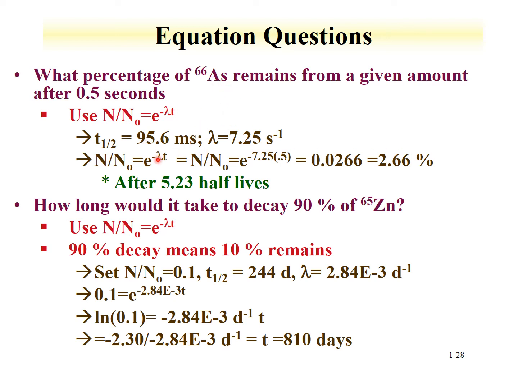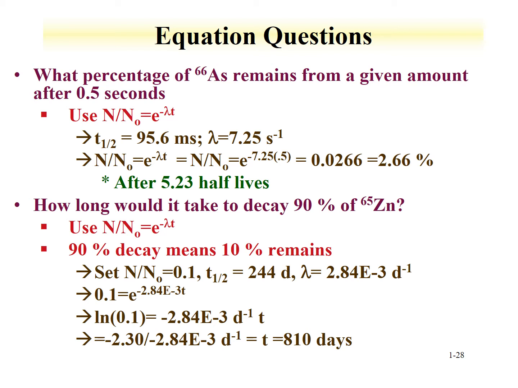The half-life of this isotope is 95.6 milliseconds. Convert that to seconds. My decay constant is 7.25 inverse seconds. E to the minus 7.25 times half a second is equal to 0.0266. A percentage is 2.66%. And that's equal, 2.66% is equal to that ratio. That's after a little over 5 half-lives. So that shows that if you wait a number of half-lives, the radiation decays away effectively. And nominally, as a rule of thumb, you use between 7 and 10 half-lives before an isotope fundamentally disappears.